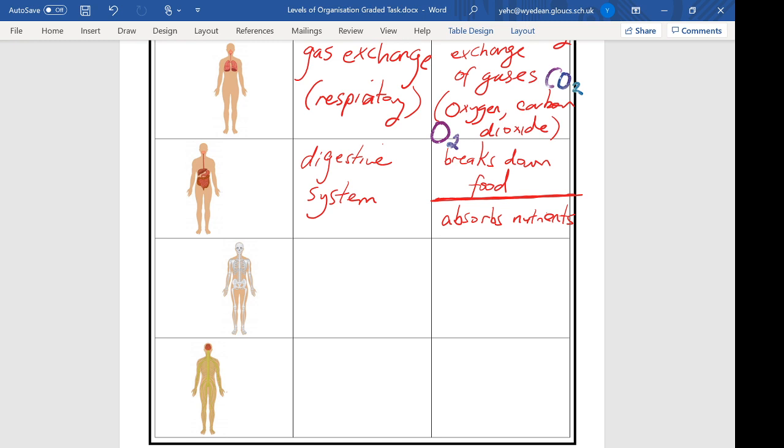Then we have, I see the skeleton, the skeletal system, also known as the locomotor, because it helps with movement. There's quite a few things. Structure, movement.